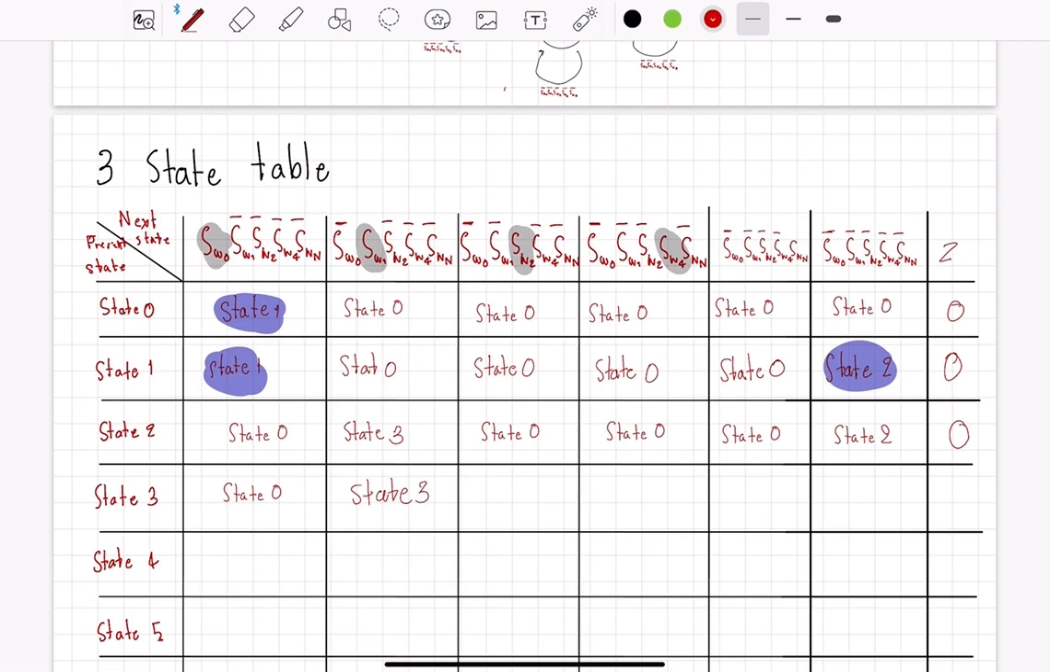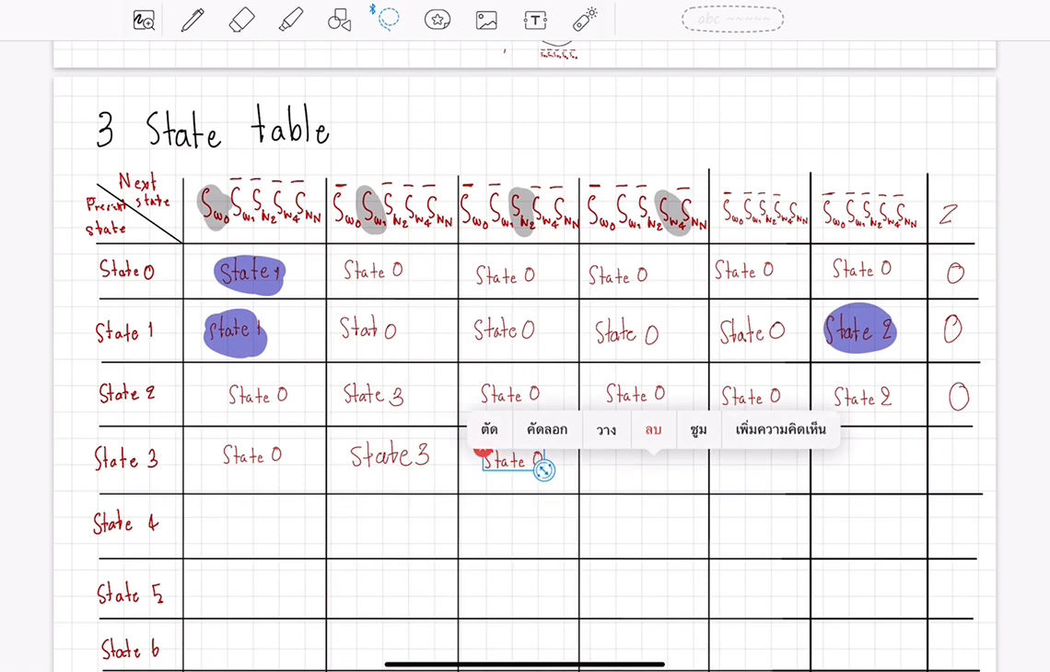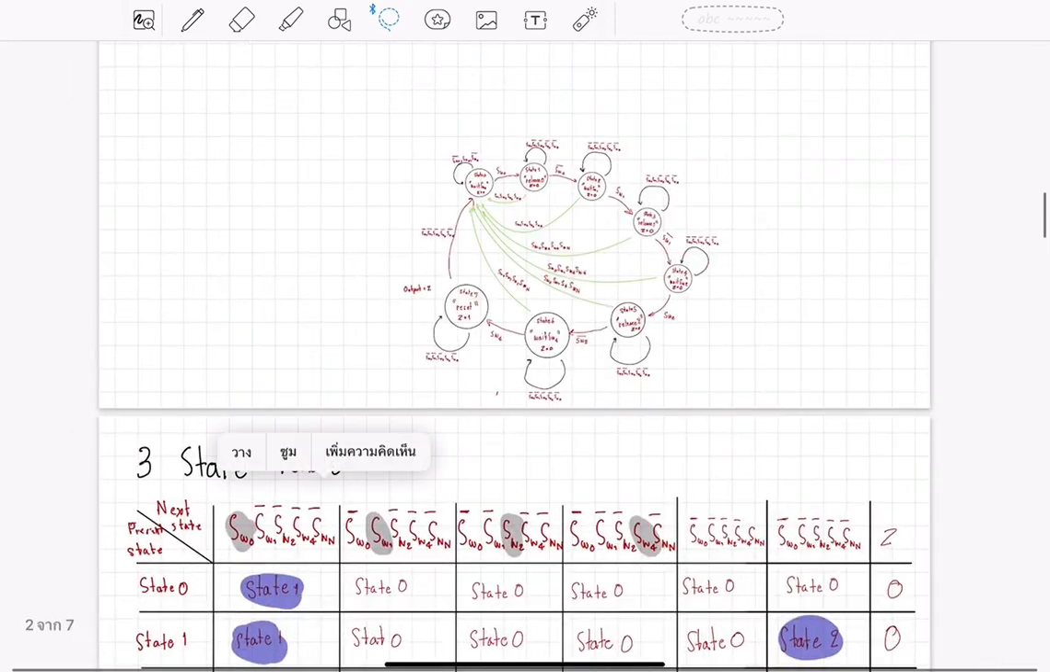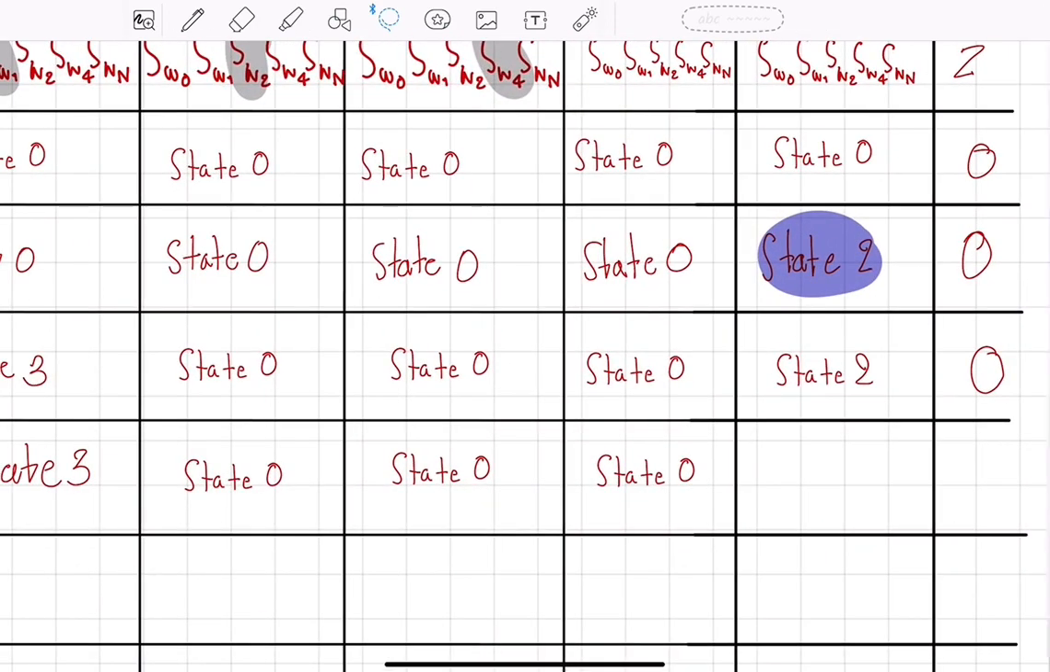Alright. If I push switch 4, it goes to state 0. If I don't push any switch, it means I go to state 4.